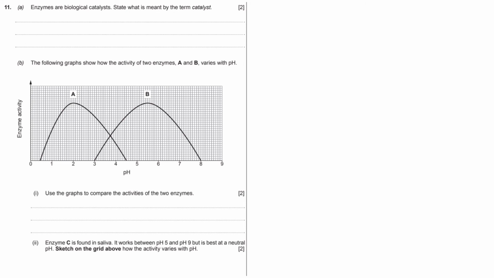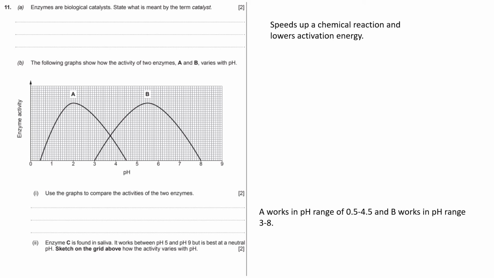Enzymes are biological catalysts. State what is meant by the term catalyst. A catalyst speeds up the chemical reaction and lowers the activation energy. The following graphs show the activity of two enzymes, A and B, with varying pH. Use the graphs to compare the activities of the two enzymes. If we look at the graph, we can see A works between the range of 0.5 and 4.5, whereas B works in the pH range of 3 to 8.